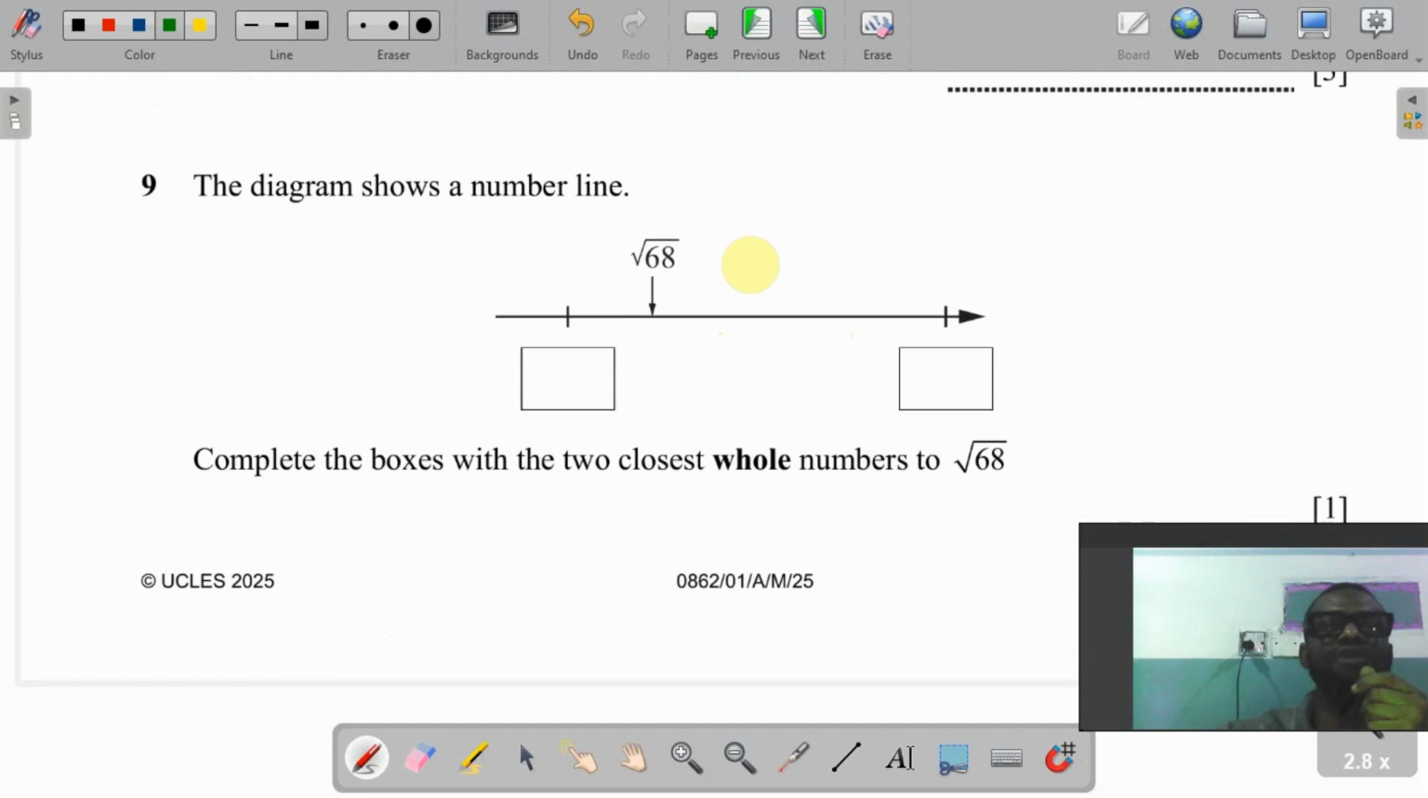The diagram shows a number line. Complete the boxes with the two closest whole numbers to the square root of the number. So here you're supposed to have the square root of 64 and here the square root of 81. So the two whole numbers are going to be 8 and 9.